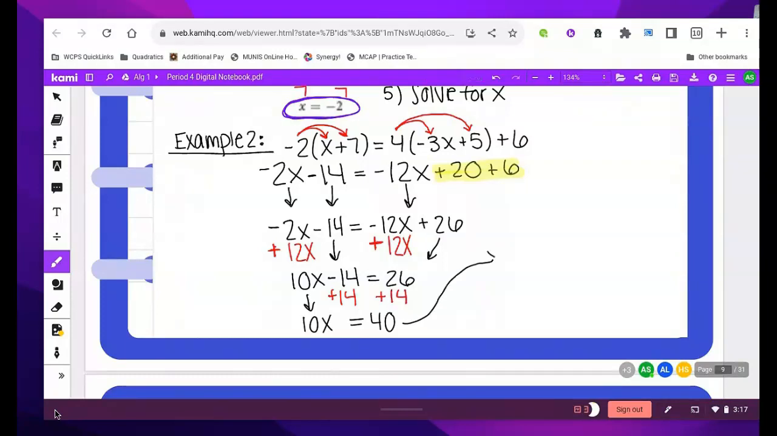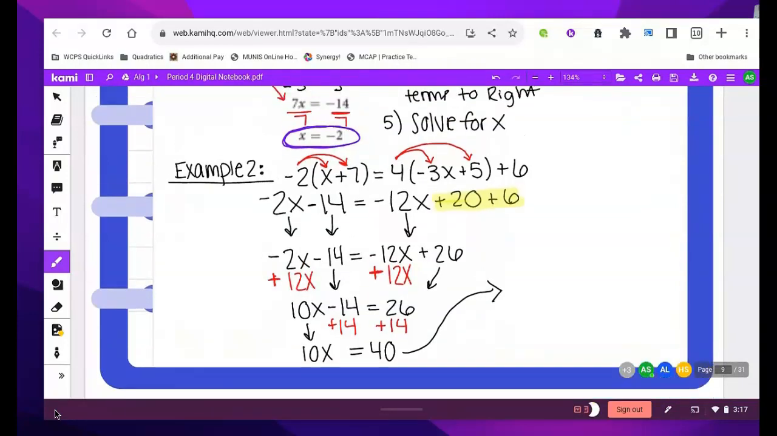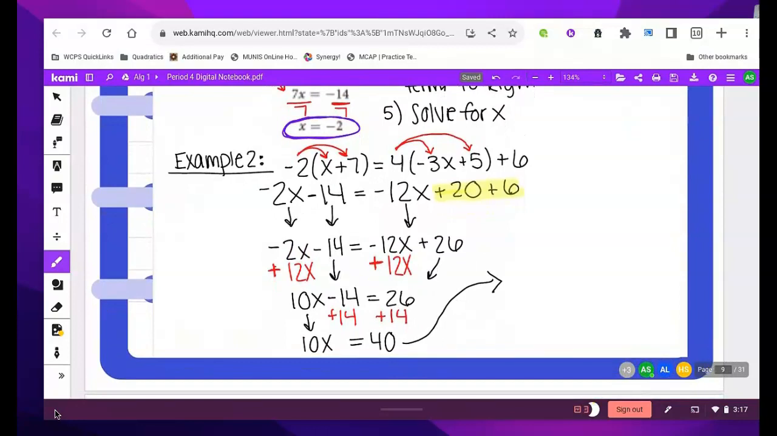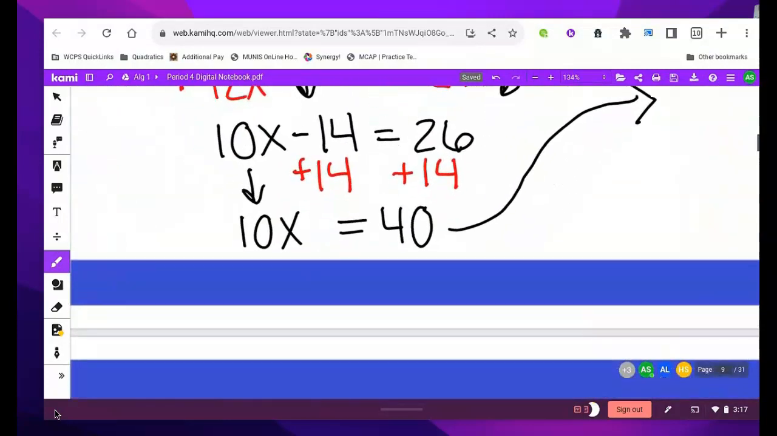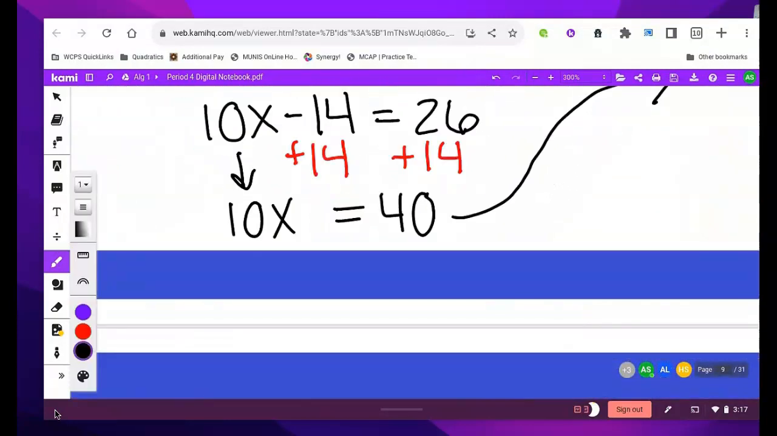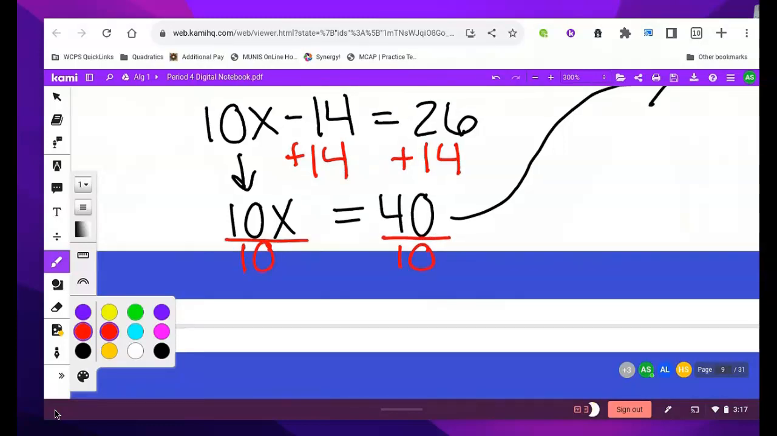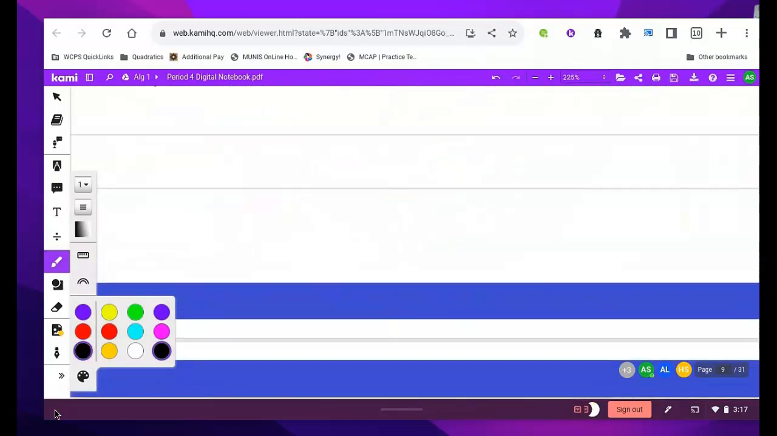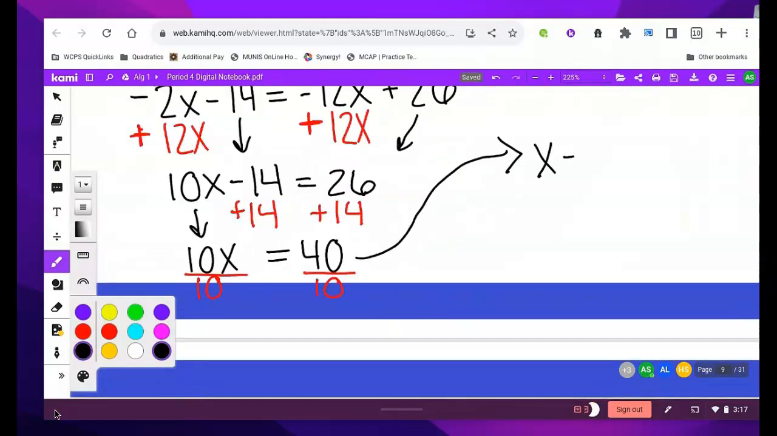And we've got one last step. So step 5, we need to divide by 10. Anytime we have a number in front of our variable, that's the one that we divide by. So we're going to divide by 10 on both sides. And x is going to equal 40 divided by 10, which is 4. So x is going to equal 4 for this example.